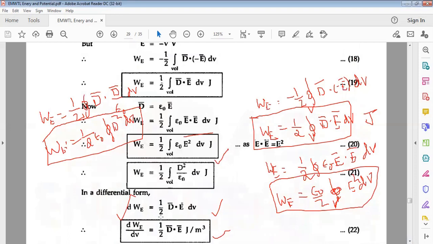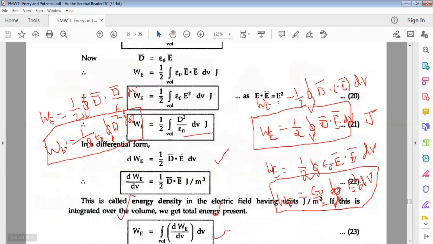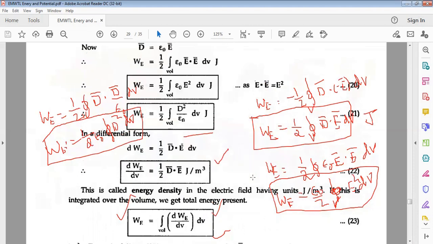Now we can apply differentiation on both sides: dWe is equal to 1 by 2 D bar dot E bar into dv, or dWe by dv is equal to 1 by 2 D bar dot E bar. This is called the energy density in the electric field, having units joules per meter cube. If this is integrated over the volume, we get the total energy present. Applying the integral on both sides, we get WE is equal to 1 by 2 the integral of D bar dot E bar.